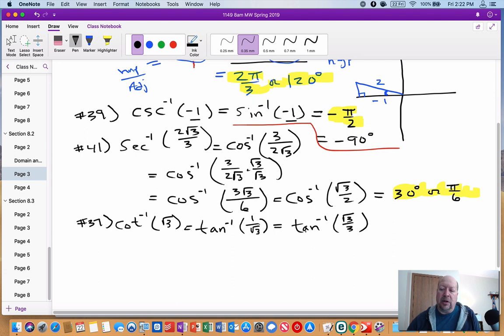So we would be looking for an angle whose tangent value is radical 3 over 3, and the inverse tangent gives us angles back that are in the first or the fourth quadrant. Since the tangent's positive here, it's going to be in the first quadrant. So we'll take a look.